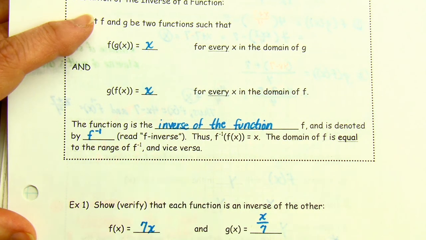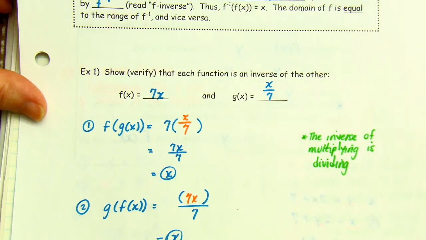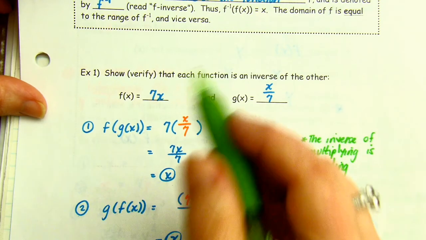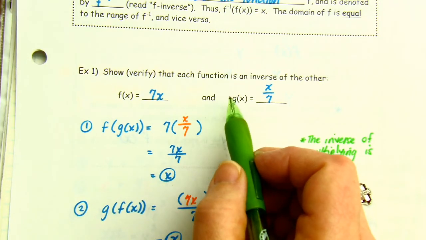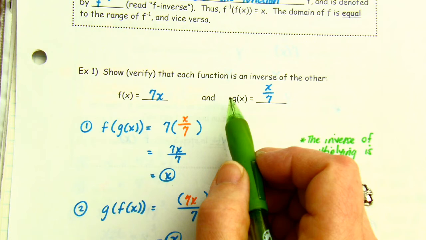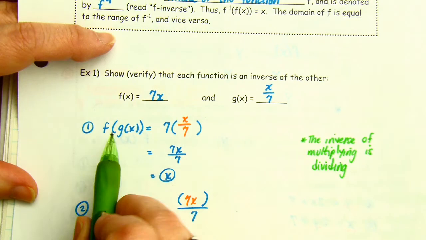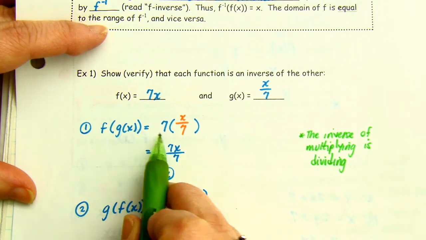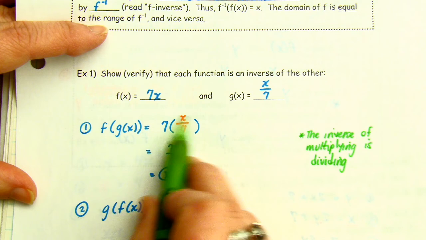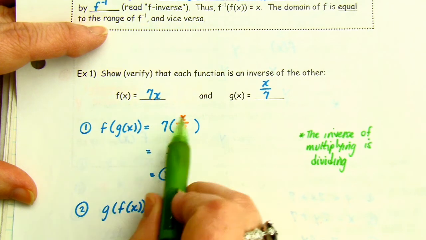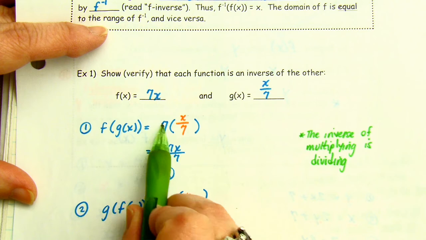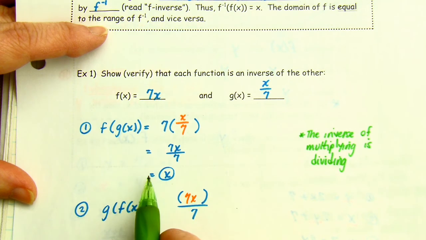When you are asked, and you should have read this in your textbook, to show or verify that each function is the inverse of the other, what you have to do is compute or find f of g of x and then g of f of x. So I'm going to set up f of g of x. F is the outer function. That's 7 times parenthesis. What goes inside the parenthesis? The g function. When I multiply these, I get 7x over 7, or the 7s will divide out, and I'm going to get an x.